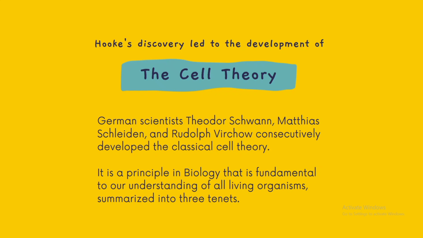Hooke's discovery led to the development of the cell theory. German scientists Theodor Schwann, Matthias Schleiden, and Rudolf Virchow consecutively developed the classical cell theory. It is a principle in biology that is fundamental to our understanding of all living organisms, summarized into three tenets.